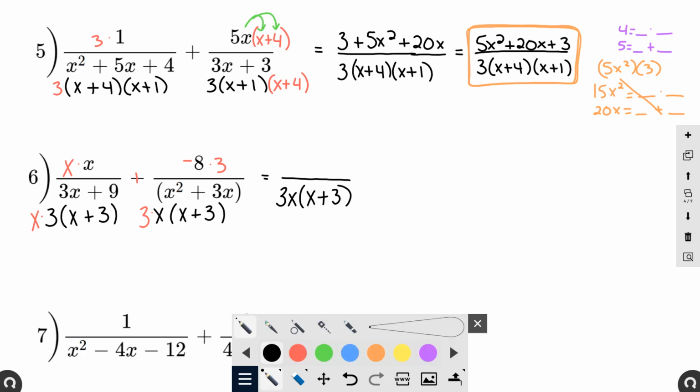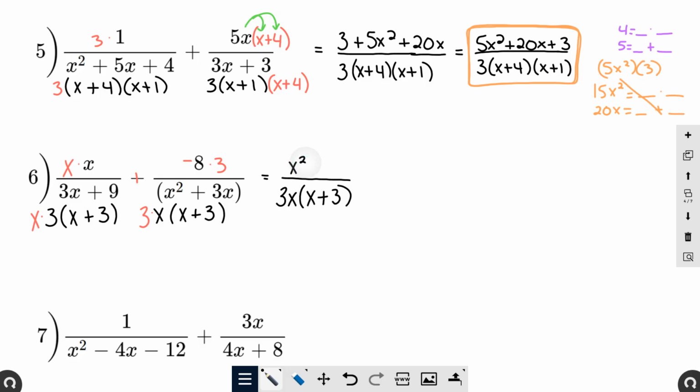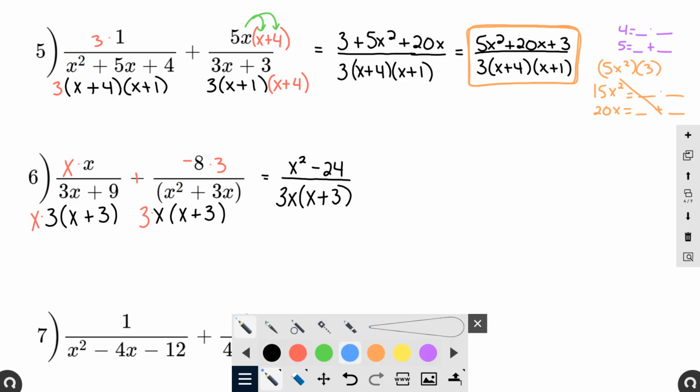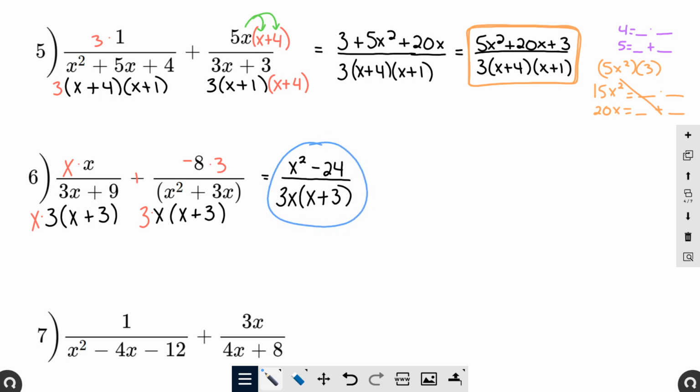Now we deal with the numerators. X times x. And then we have plus -8 times 3. So x squared minus 24. Now that we've added, we make sure we can't simplify to do anything else. So x squared minus 24, it almost looks like a difference of squares, but is 24 a perfect square? So can it factor? So that's it. Boom, shakalaka-laka.